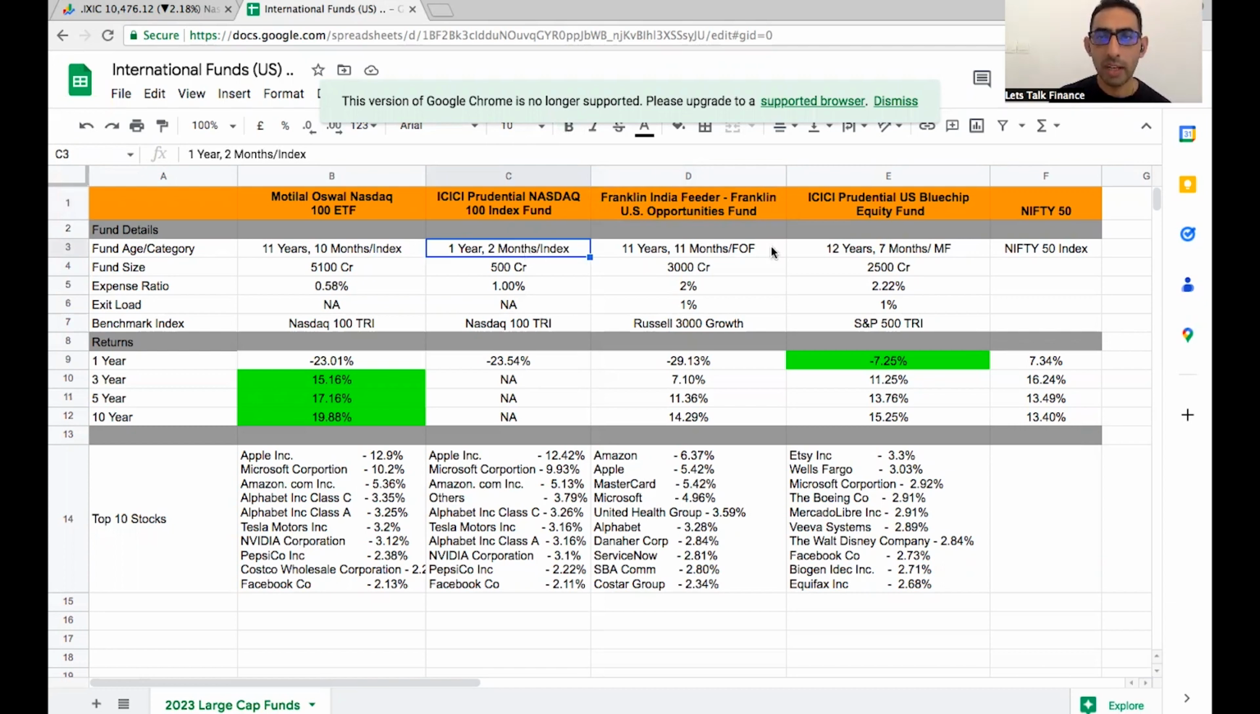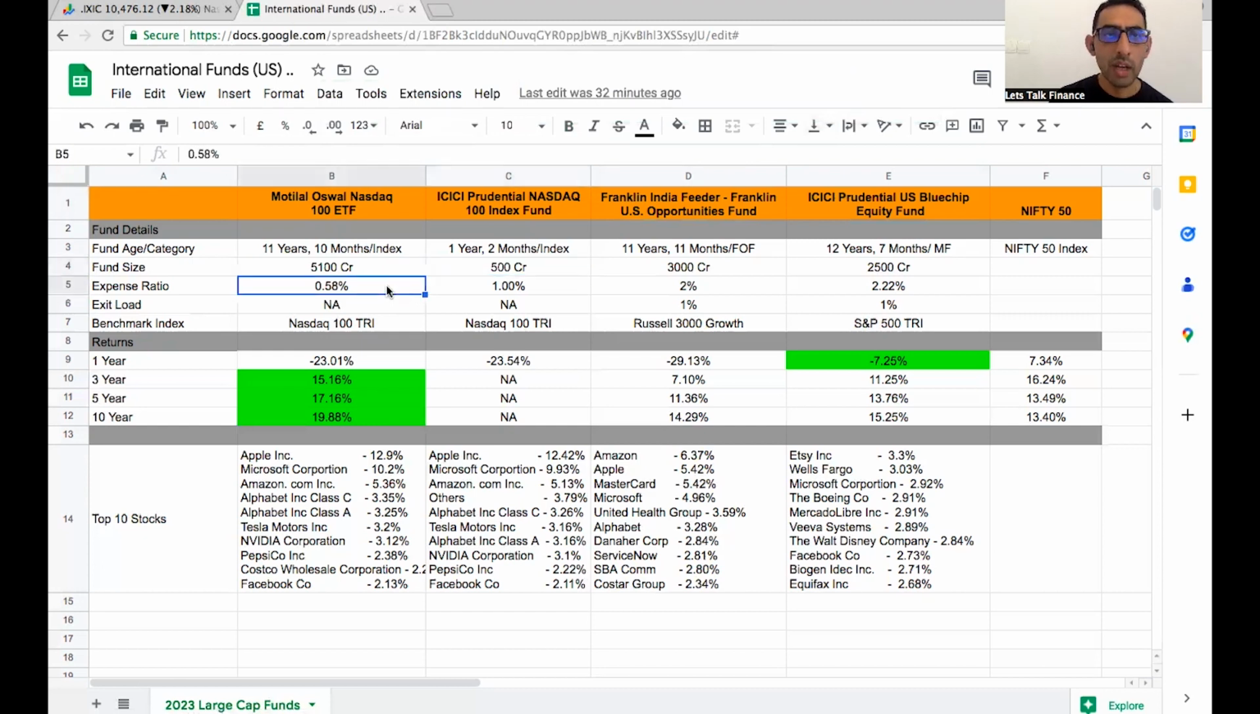Another aspect which I wanted to highlight is ICICI Prudential Blue Chip is a mutual fund. Franklin India Feeder is a fund of fund. And Motilal and ICICI Prudential Nasdaq 100 are index fund or ETFs. So that's the difference. Fund size, I think, if we see Motilal Oswal is at 5,100 crores, rest of them are close to 2,500 crores, and ICICI is a new fund. So that is something which is at 500 crores.